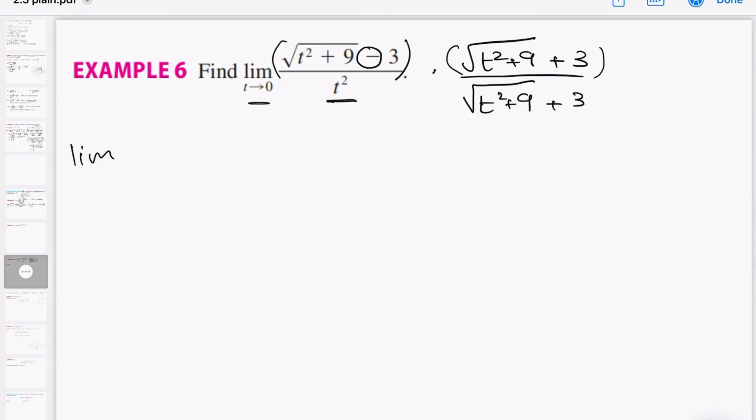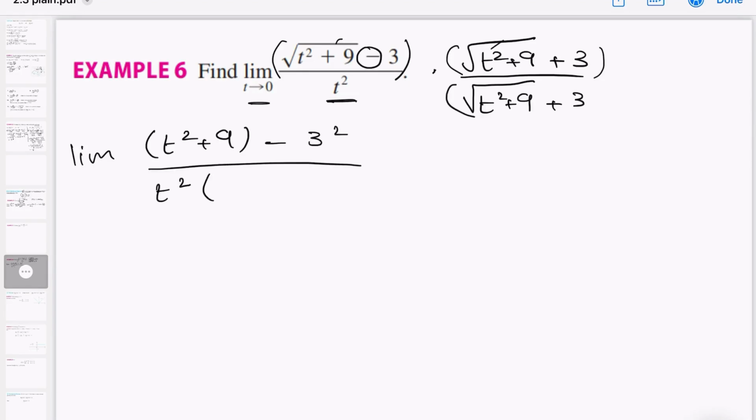So now we're gonna have the limit, multiplying these two together. This will give us t squared plus 9, because the square root and the square root will cancel each other, minus 3 squared, which is 9, over t squared times the square root of t squared plus 9 plus 3, as t goes to 0. Here is the 9, and here's a minus 9, so we can cancel these two.